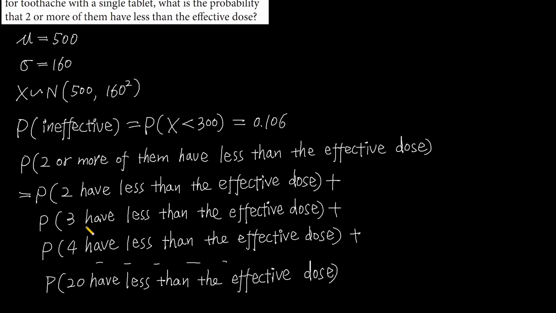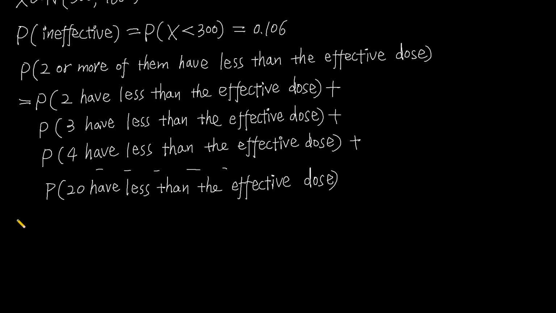So if we do the work in this way, it's a huge work. We need to find the probability that two have less than the effective dose, and the probability that three have, and four have, and go on until the last one, 20 have less than the effective dose. So this is a huge work. But we can do this in another way.